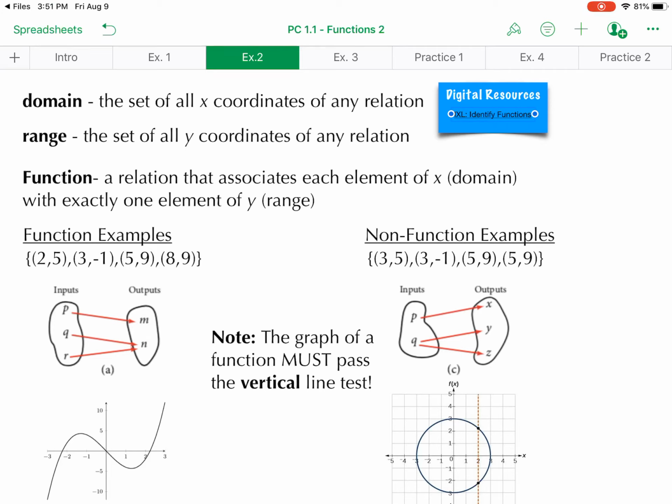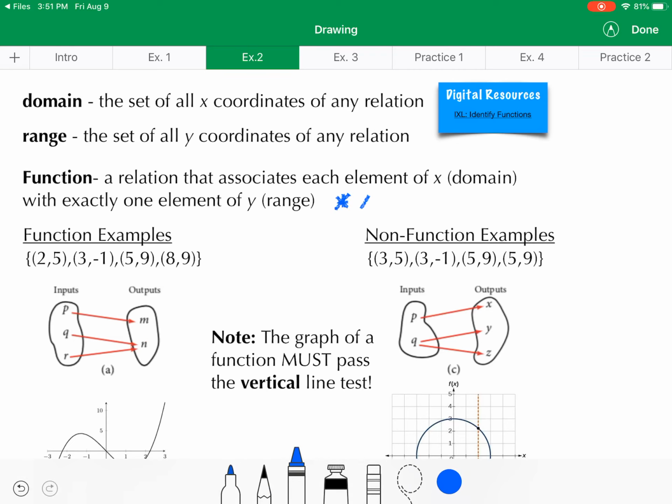And relations would be considered functions if in the relation each element of x, or each domain element, is associated with exactly one element of y, or the range. Okay? Simple way of putting it, to be a function, your x values cannot repeat. Okay? Let's write that down. They cannot pair up with more than one range value.